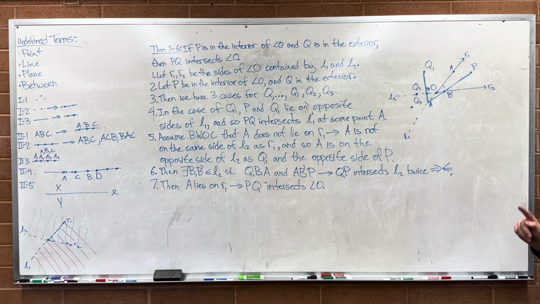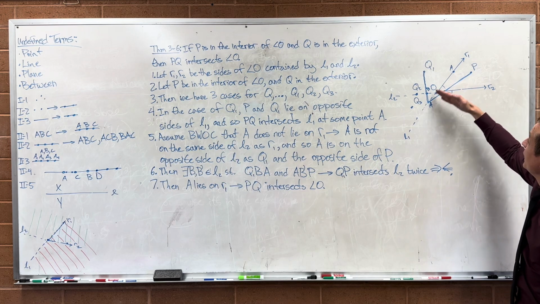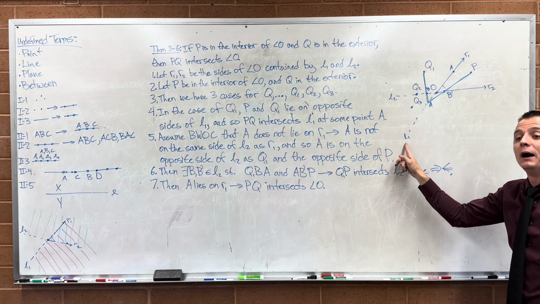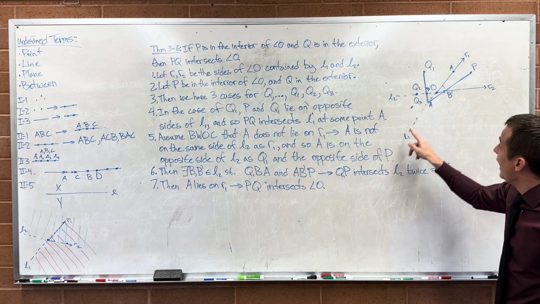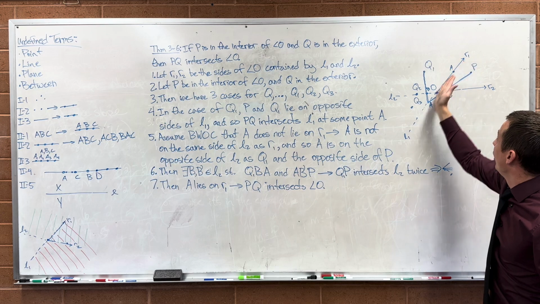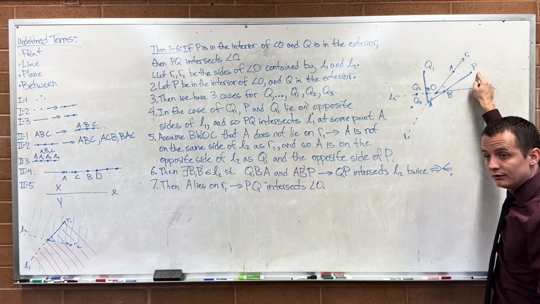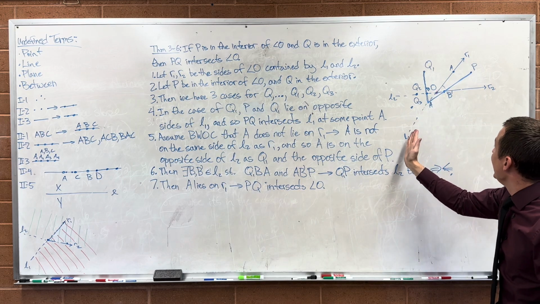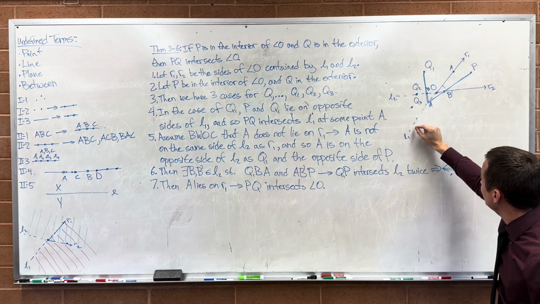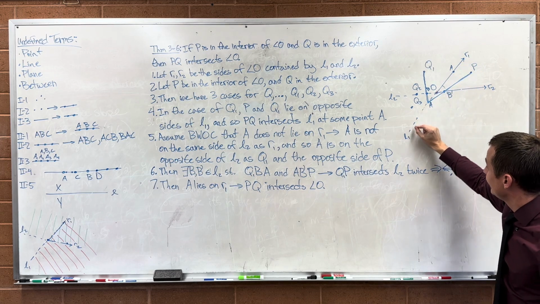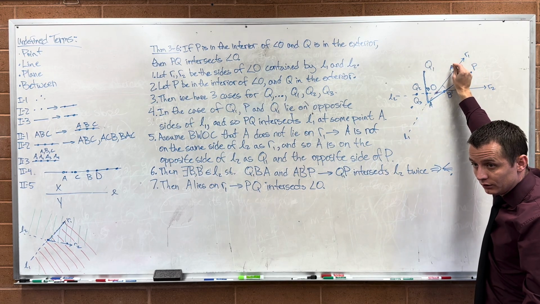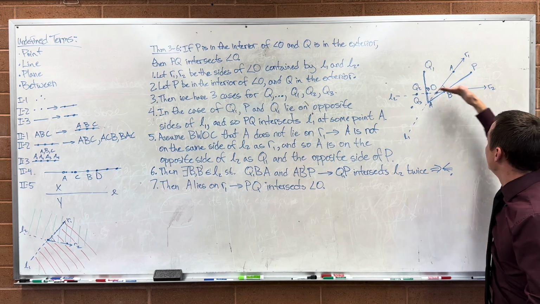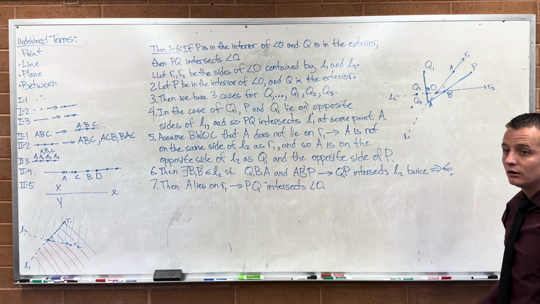Here's what we know about A. A has to be on L1. By definition, A is the point on L1 between Q1 and P. I know Q1 and P are on opposite sides of L1, so A is a point somewhere on L1 between Q1 and P. Maybe it's up here, maybe it's down here, I don't know, but it's on L1 for sure. If it was on L1 and on L2, then it would be the point O, because those two lines only intersect at one point.